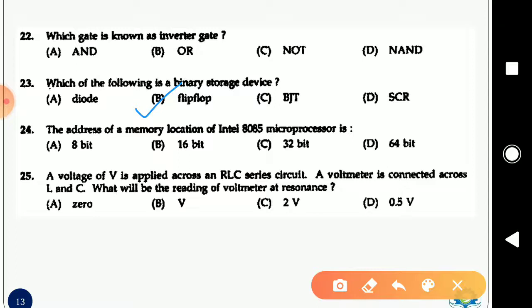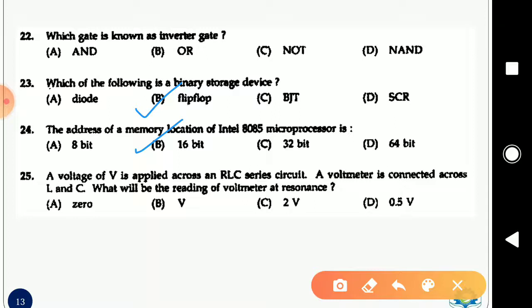Moving on to question 24, the address of a memory location of Intel 8085 microprocessor is. Option B is the correct answer. That is, it is 16 bit is the address of a 8085 microprocessor.